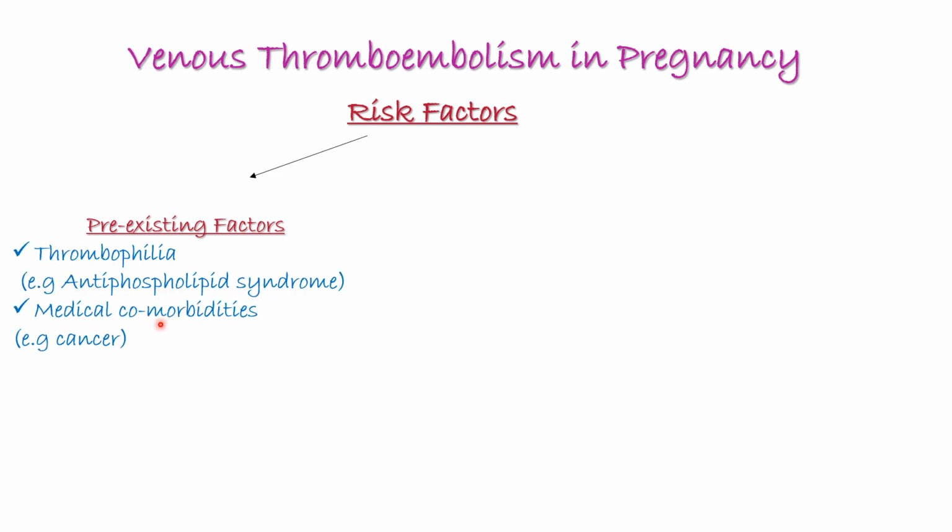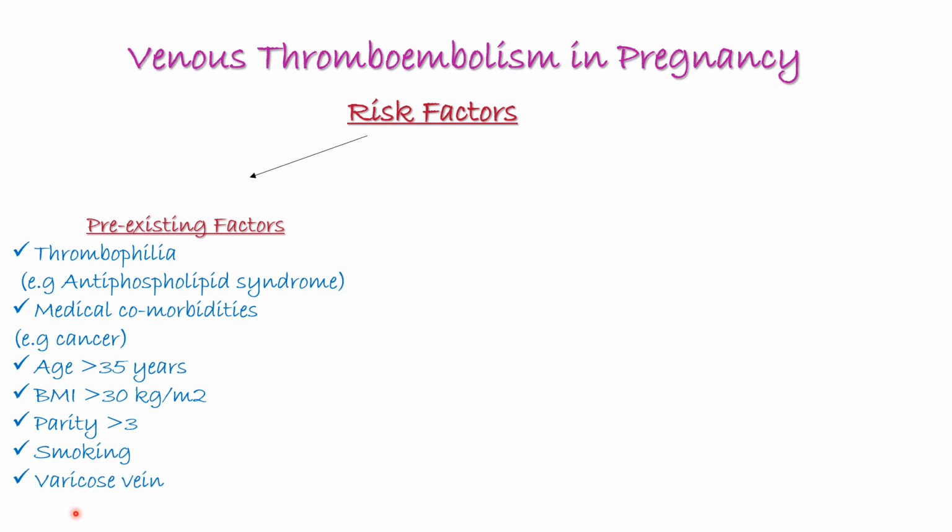So thrombophilia, medical comorbidities such as cancer, age greater than 35 years, BMI, that is an obese patient, parity greater than 3, smoking, and then we have varicose veins.